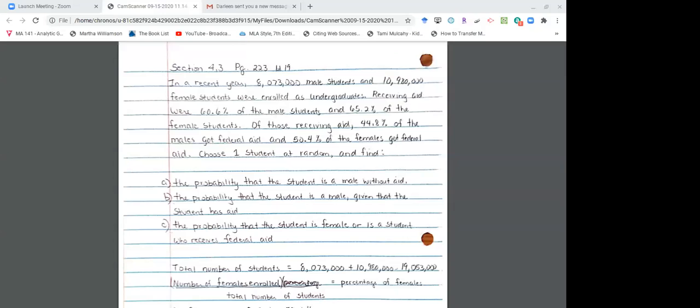My internet disconnected when I was talking to you about the problem of the college undergraduates in section 4.3. So I'm going to share my screen and complete that at this time, as well as finish with 4.4. I'm going to share my screen. Remind you of the problem right here.